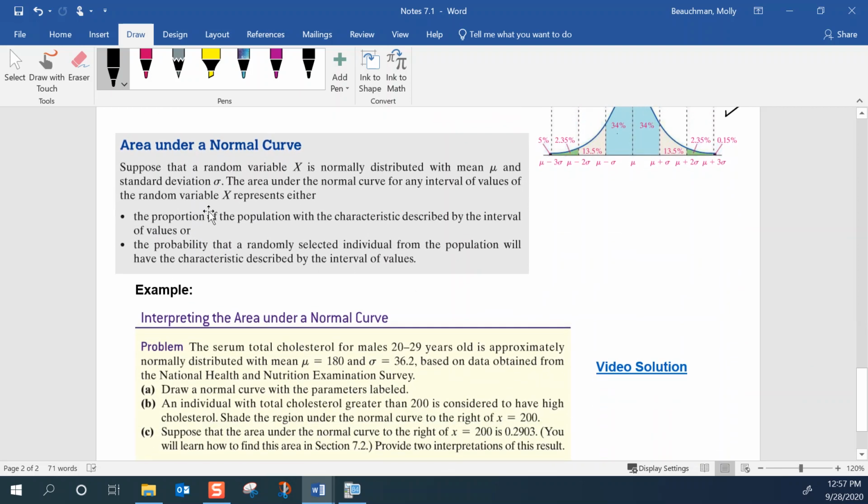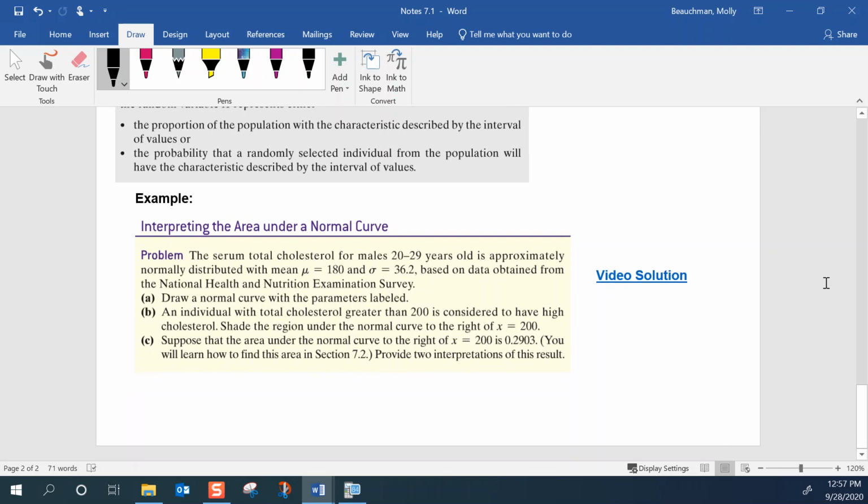Suppose a variable x is normally distributed with mean mu and standard deviation sigma. The area under the normal curve for any interval of values represents either the proportion of the population with the characteristic described by the interval, or the probability that a randomly selected individual from the population will have the characteristic. So it can be described as a proportion or as a probability.